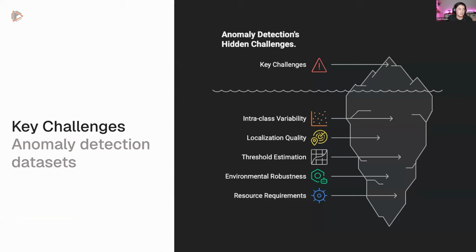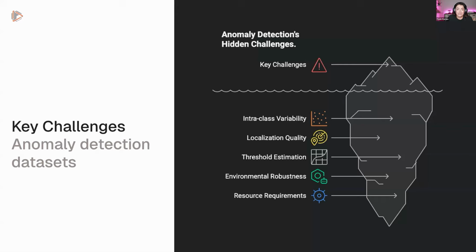So we have intra-class variability. Even normal samples can look really different. Think about slight wear and tear on a machine part, or even labels that are printed a little bit off center. So your model may start calling those anomalies, when in reality it's just part of the operational variance. We need to capture that as well.